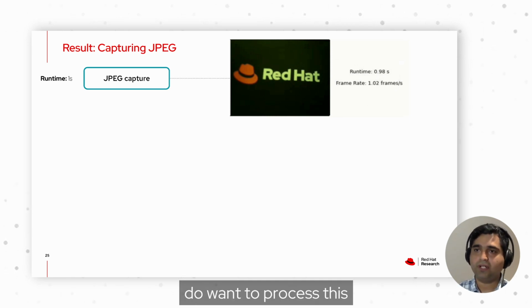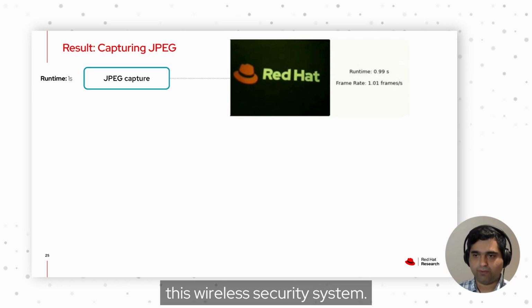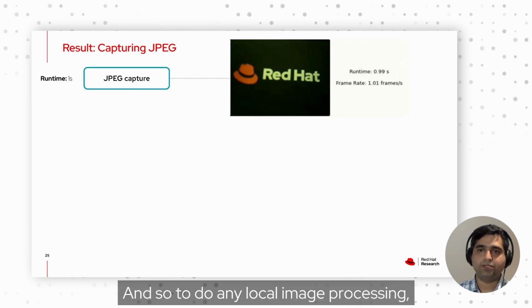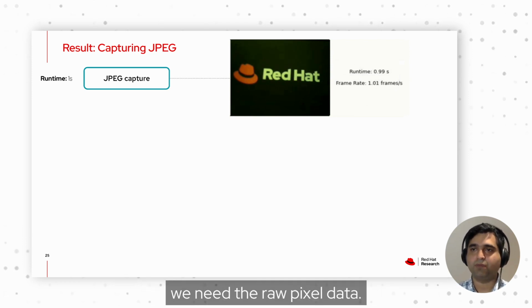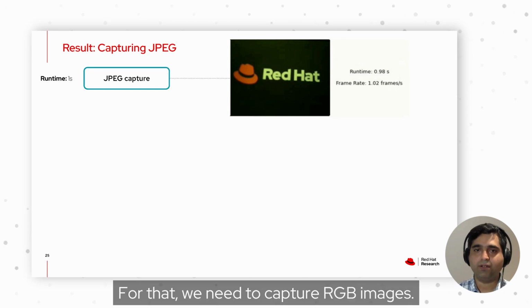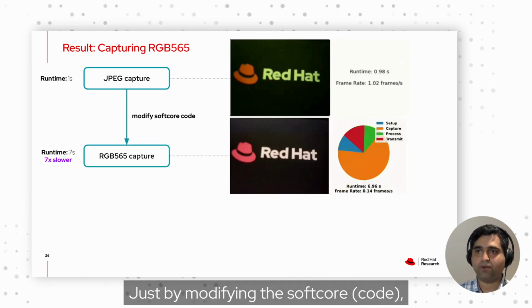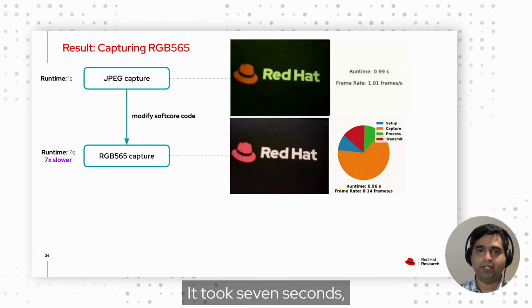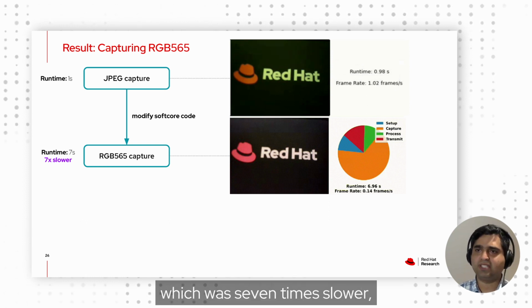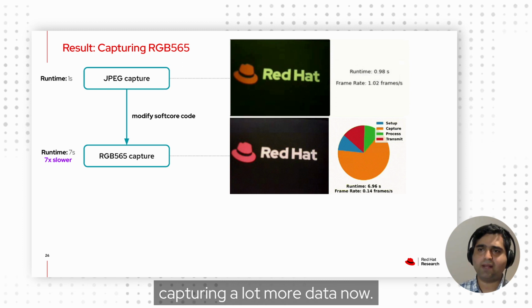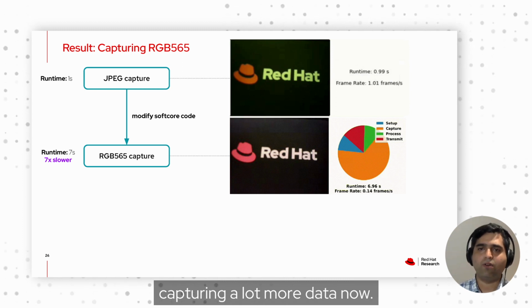But we do want to process this because we are building this wireless security system. And so to do any local image processing, we need the raw pixel data. For that, we need to capture RGB images. Just by modifying the soft core, we were able to get that out. It took 7 seconds, which was 7 times slower, but that's because we're capturing a lot more data now.